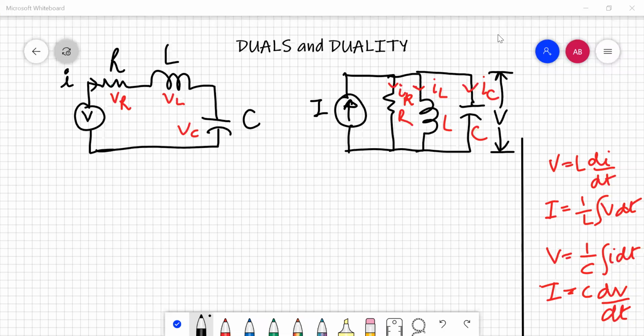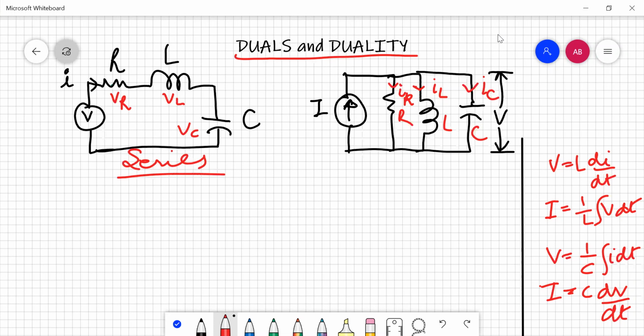Hello students. So our today's topic is on duals and duality, and its numericals come in your examination. It is important. So basically, firstly, we are going to check for the series electrical circuit consisting of the passive elements R, L, and C.